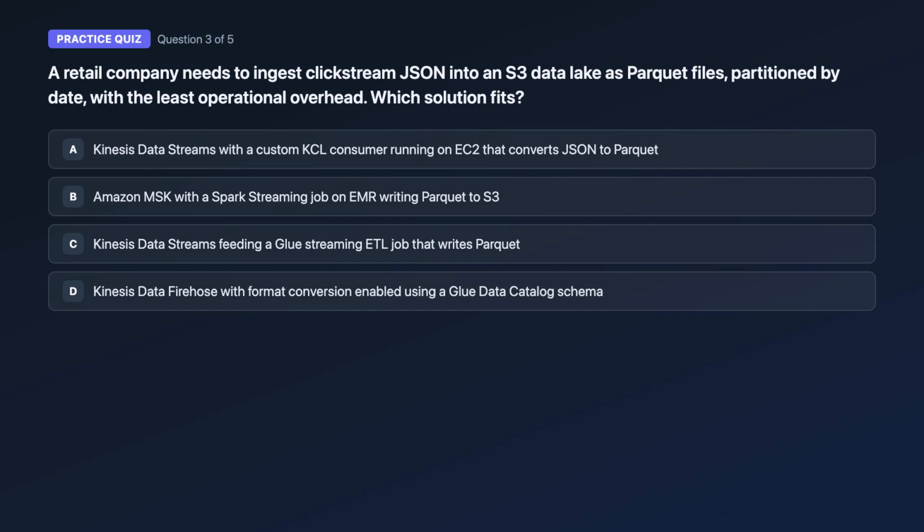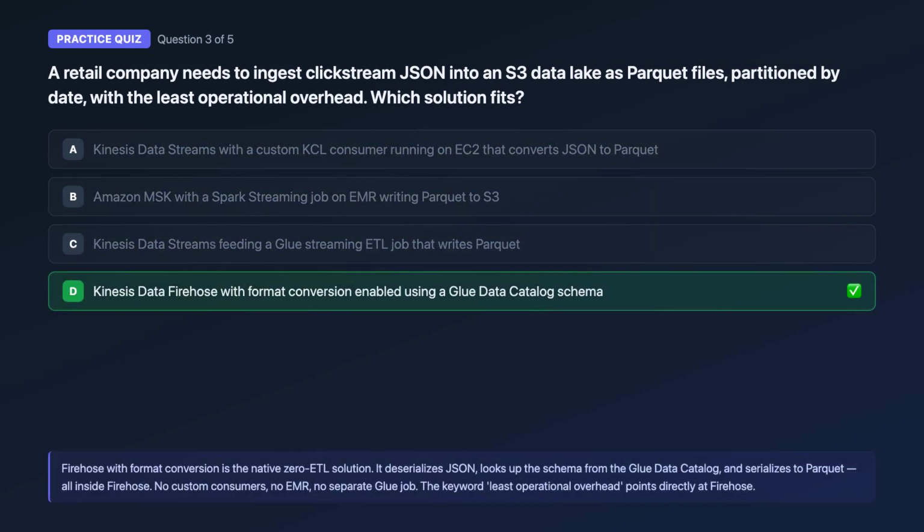Think it through. The answer is D. The phrase least operational overhead points straight at Firehose with format conversion. It deserializes JSON, looks up the schema from the Glue Data Catalog, and serializes to Parquet, all natively inside Firehose. The other options all require custom consumers, EMR clusters, or separate Glue jobs, which add operational burden.